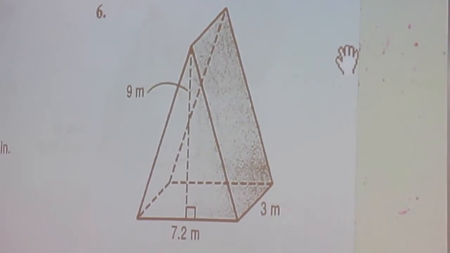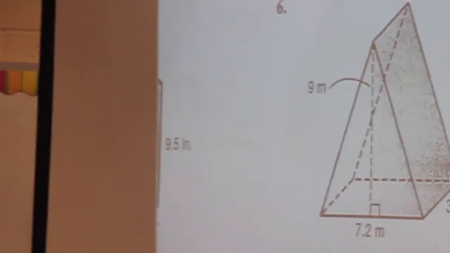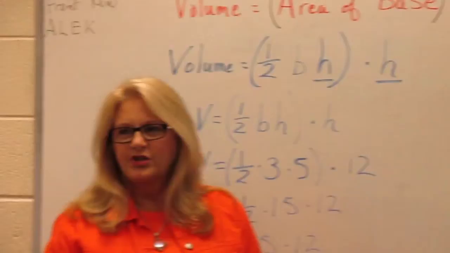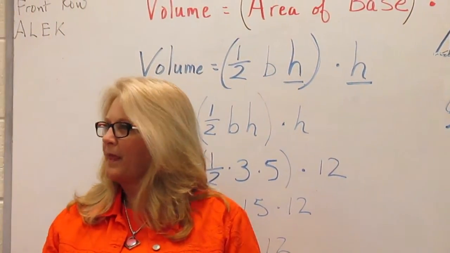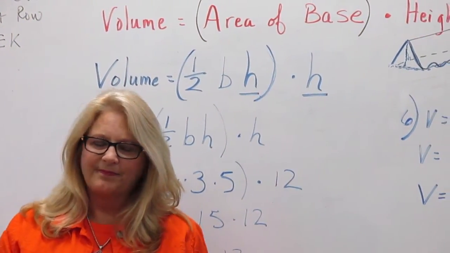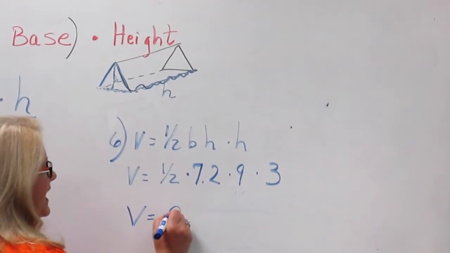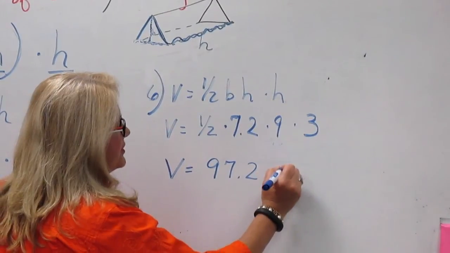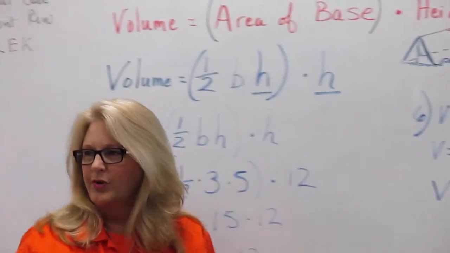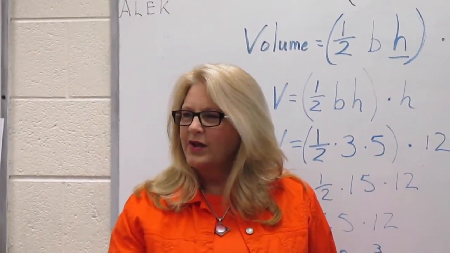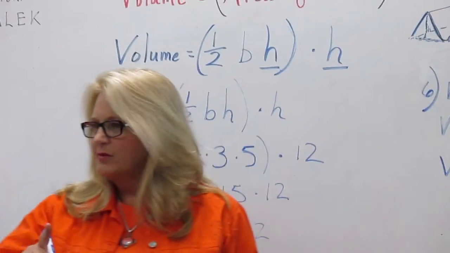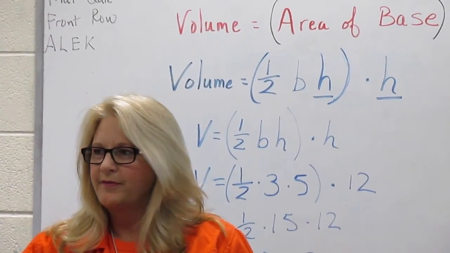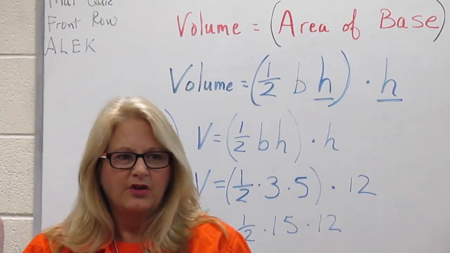So when you did 1/2 times 7.2 times 9 times 3, could I have a volunteer to share with me how many meters cubed you got? Ellie. 97.2. Excuse me, 97.2 meters cubed. How many people can concur and agree with that? Excellent. Okay, now raise your hand if you feel more comfortable doing the volume of a triangular prism right now than when you walked in the room this morning. Raise your hand if you feel like you've got more mastery. Good, thank you.